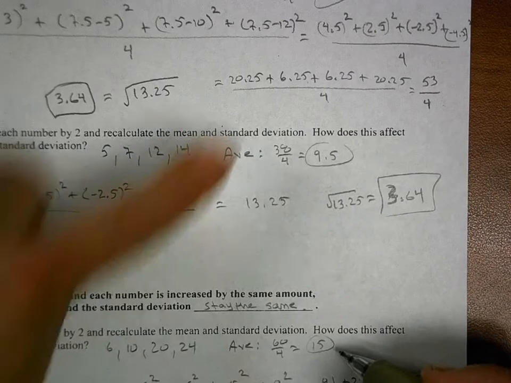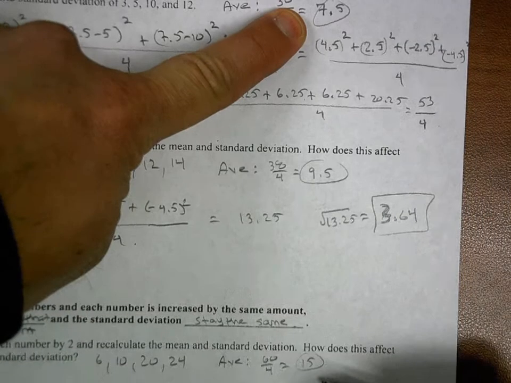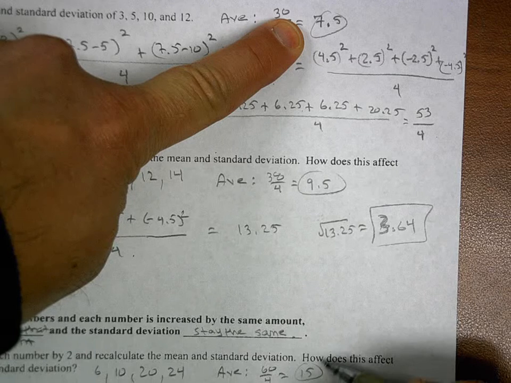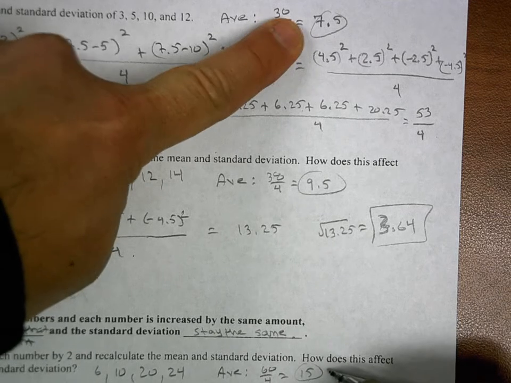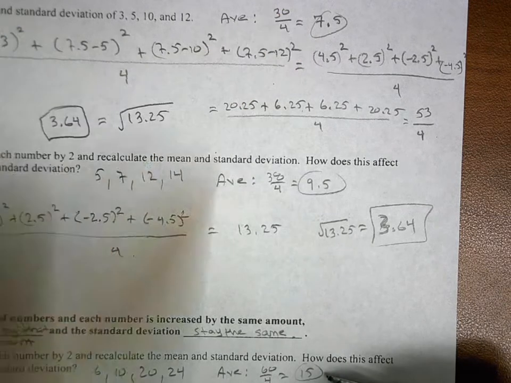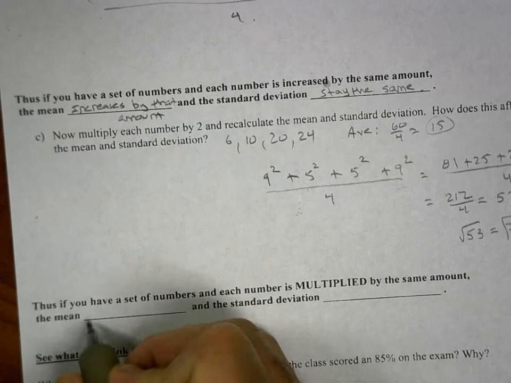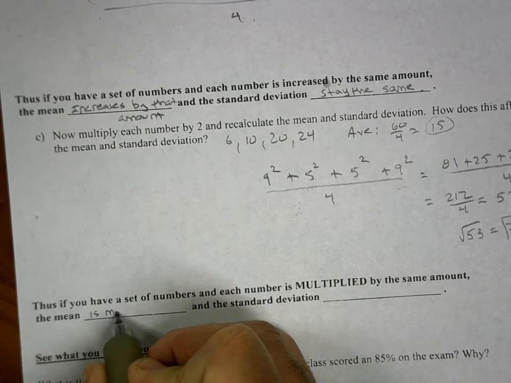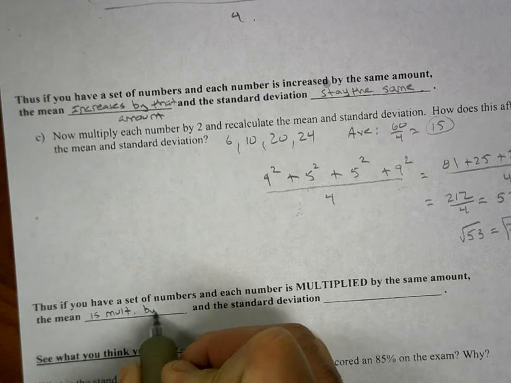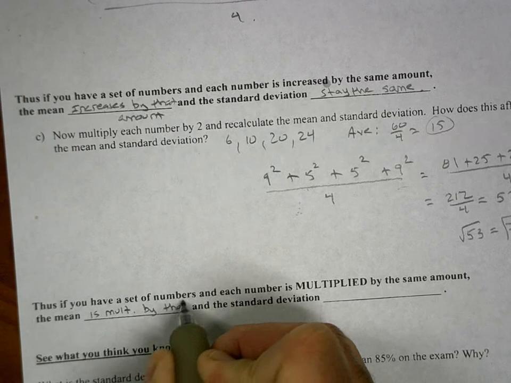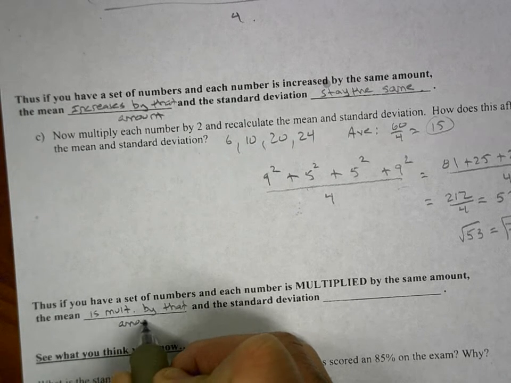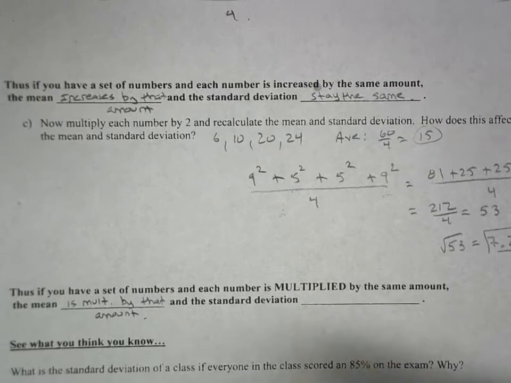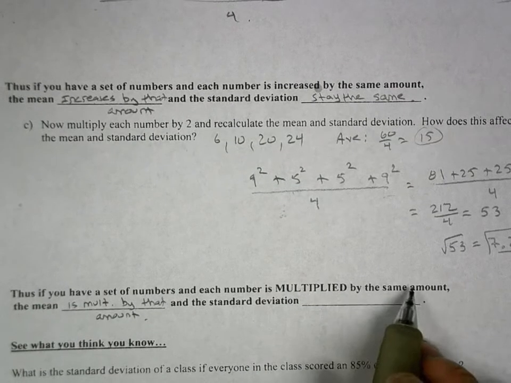So if we multiply by 2, the average of 15, the average is 7.5. The average multiplies by 2. So the mean is multiplied by that amount. I'm not putting 2 because you just multiply by the same amount, whatever that amount is.